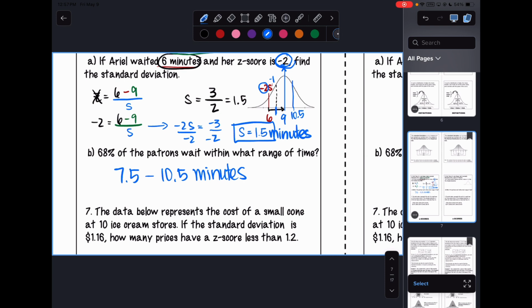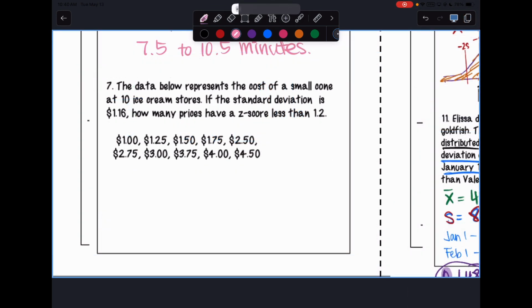What do you think? So most of the patrons at this burger joint are going to be waiting anywhere between 7.5 to 10.5 minutes. First time I don't get a challenge. Yeah? All right, number 7.